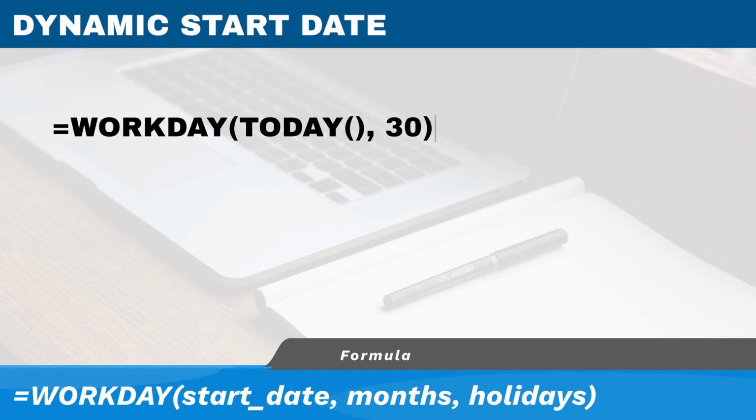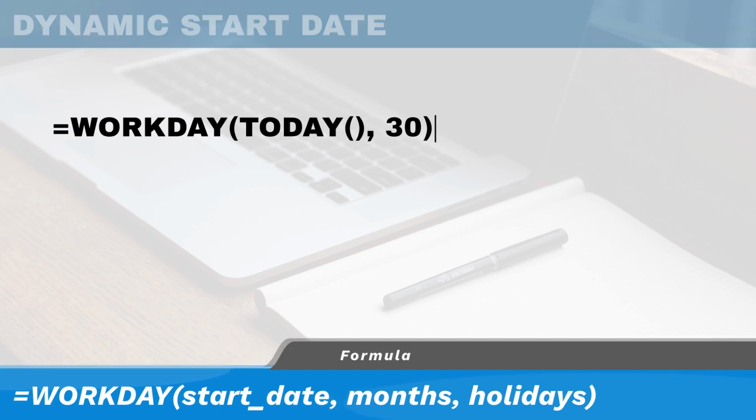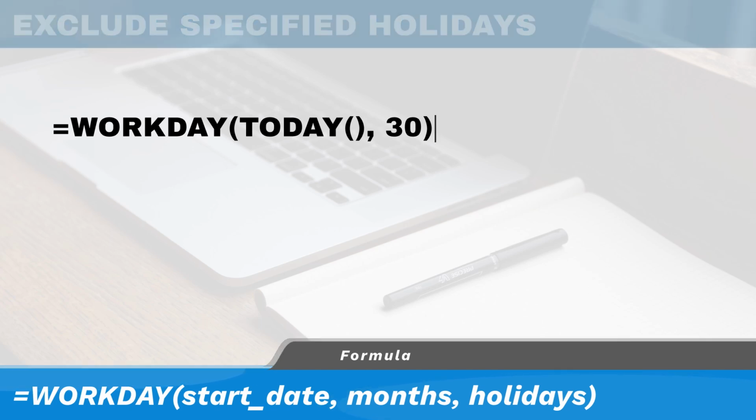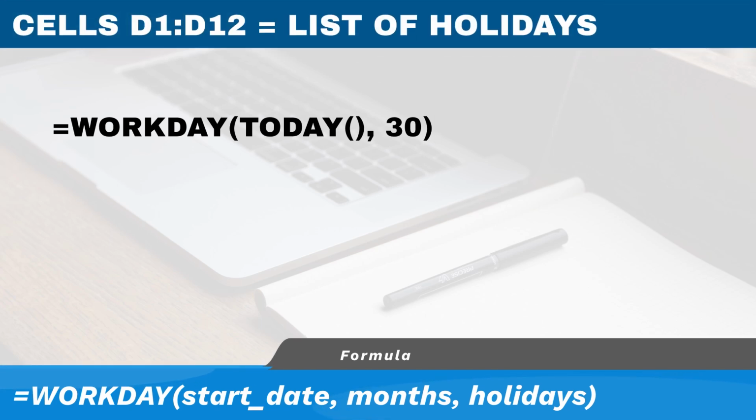parentheses. If we wanted to exclude specified holidays, we would add a reference to the date cells where the list of holidays reside. For example, if cells D1 to D12 contain a list of holiday dates you want to exclude, we would adjust the formula to include a reference to these cells. The return value would exclude any workdays that exist in cells D1 through D12 in the final calculation.